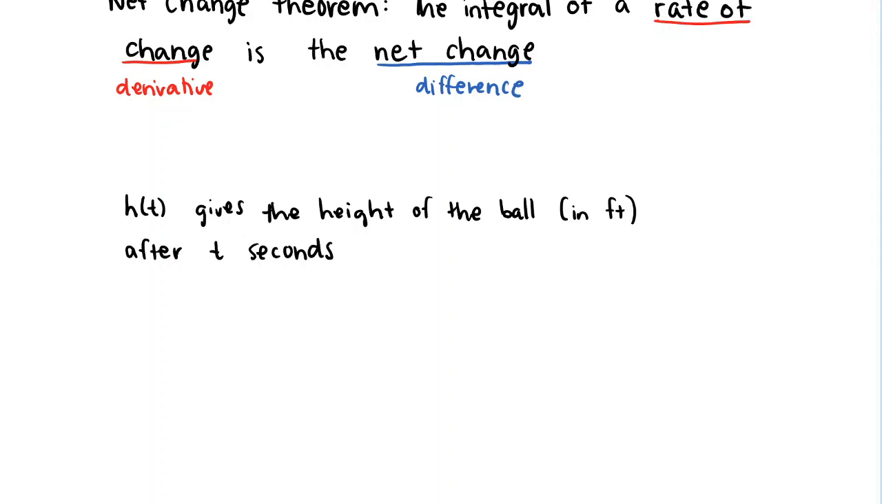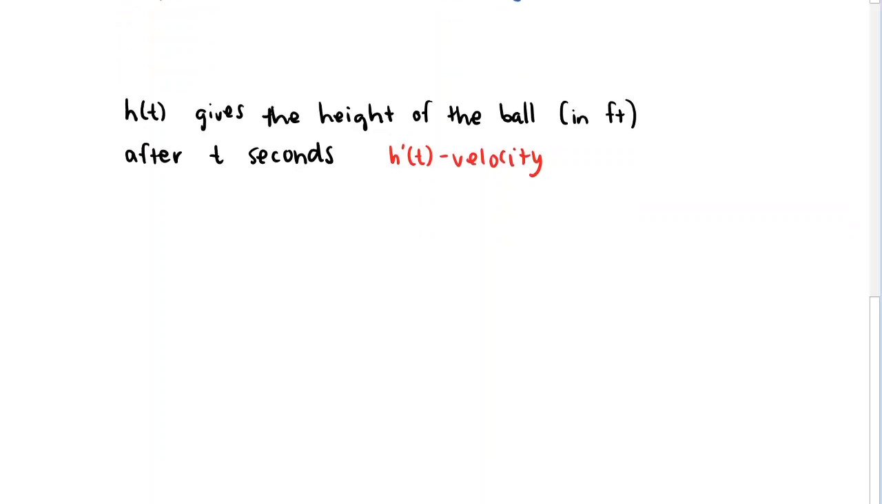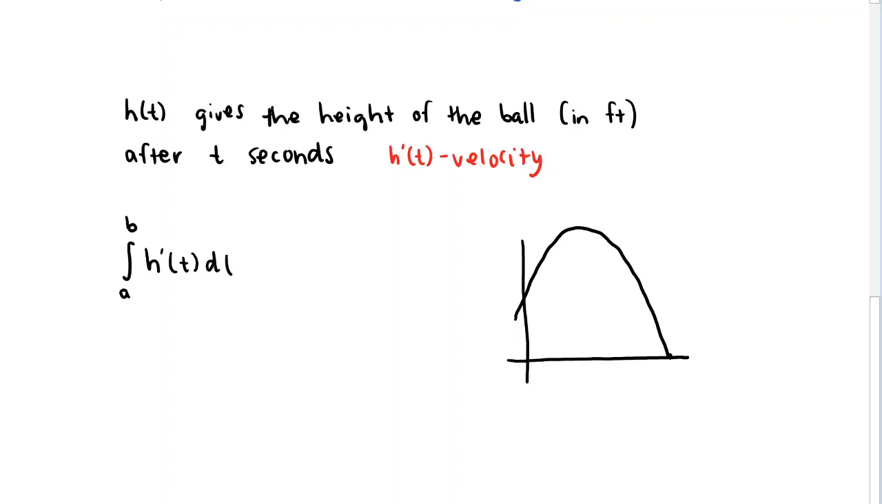And one thing I want to mention is that h prime of t is the velocity of that ball. If I just draw some rough sketch of a general picture here, let's say the ball is thrown up in the air, its height increases, and then it comes down and meets the ground. And let's say I want to find a definite integral from a to b of h prime of t, this velocity function, dt. Well, we know that this will just boil down to computing the antiderivative, in other words, h, evaluating at b, and subtracting what we get when we evaluate it at a.